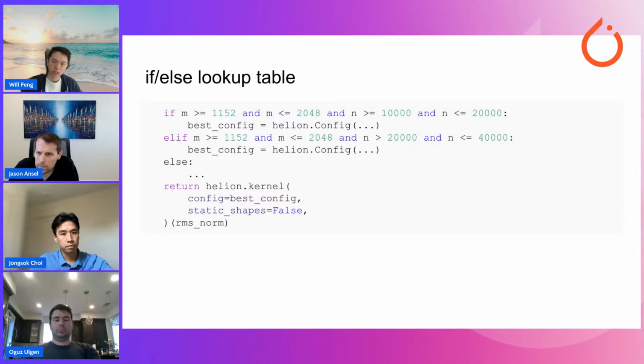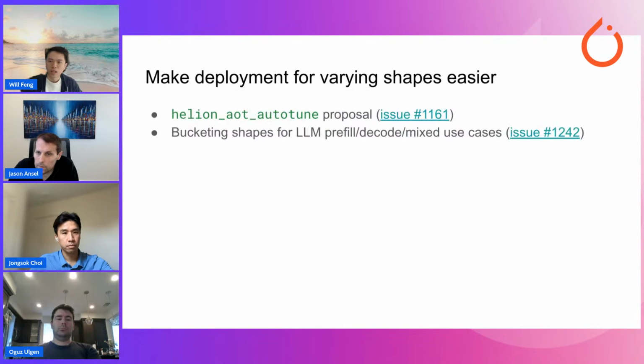Or this is another pattern that we see in our users. If you want to have more fine-grained control on how to dispatch, you can build an if-else branch with many branches, and then within each branch you have the best config hardcoded, and then at the end you return a Helion kernel with the best config chosen based on the input shapes. We are also looking into discussing specific issues and proposals from users on how to make this deployment for variant shapes easier in the future, as we expect this to be a very common use case.